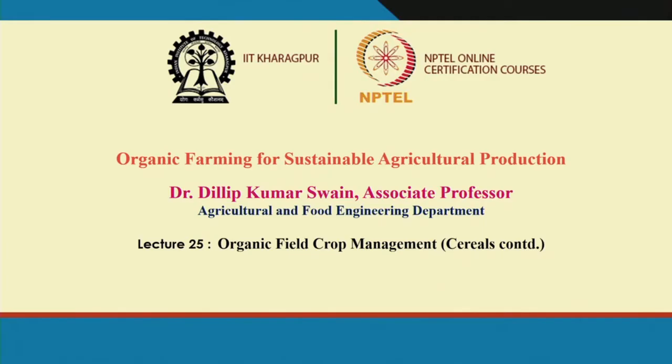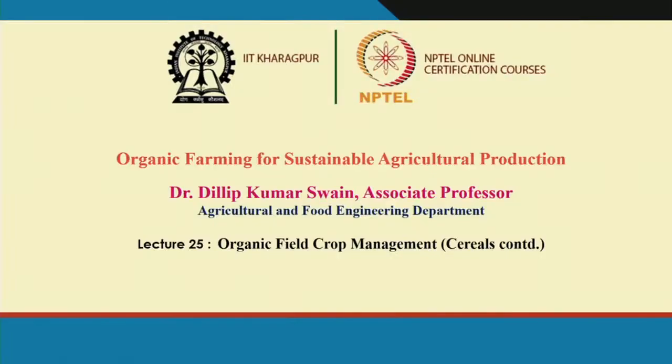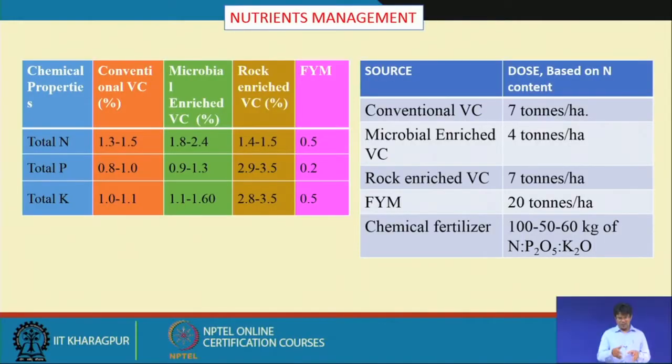Now we will discuss nutrient management, how to calculate if you go for organic sources. As we discussed for the potato crop, similarly for the rice crop, based on the nutrient composition of different sources, you can calculate the requirement of the different organic sources of fertilizer. Likewise, as we saw for the potato crop, we have conventional vermicompost, microbial enriched vermicompost, rock enriched vermicompost, and FYM. The simple FYM contains only nitrogen 0.5%, total phosphorus 0.2% and potash 0.5%.